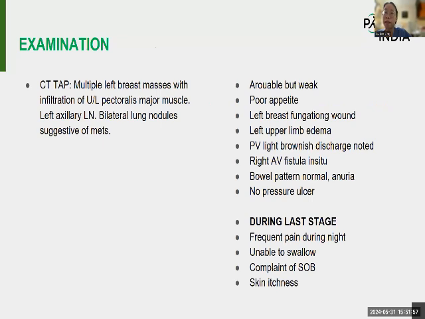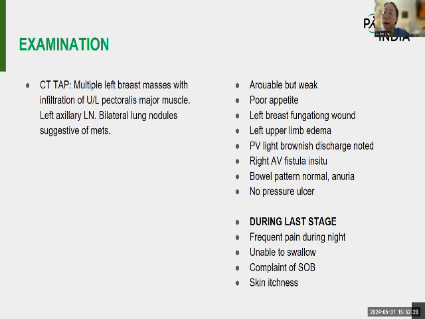During the examination in the hospital, the patient had a CT scan which showed multiple left breast masses with infiltration and also bilateral lung nodules, suggestive of lung mets. When the patient was admitted to our ward, she was arousable but weak, with poor appetite, and had a left breast fungating wound, very big, around 15 cm by 15 cm.